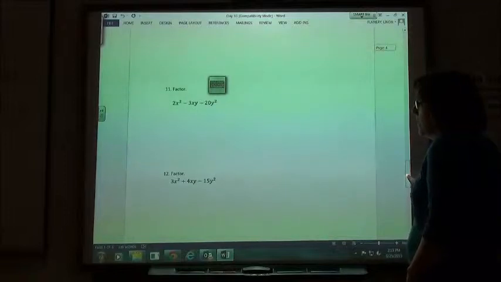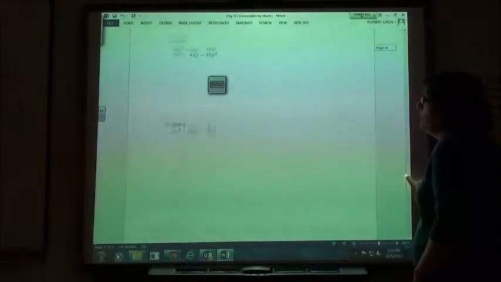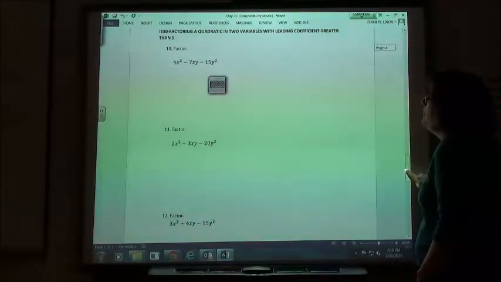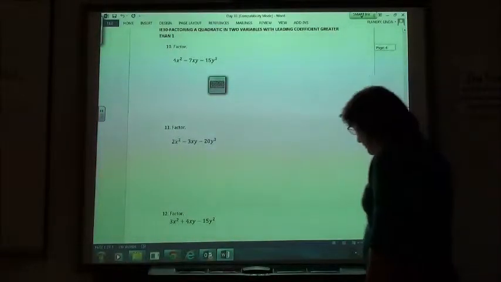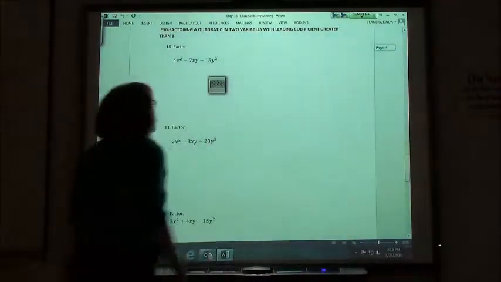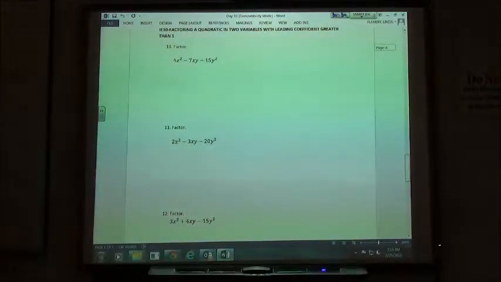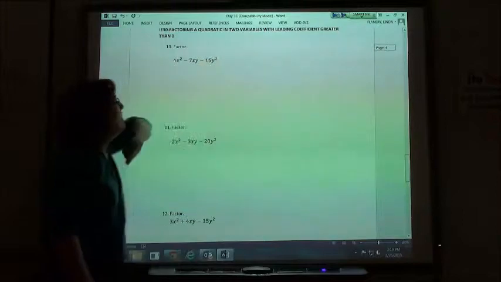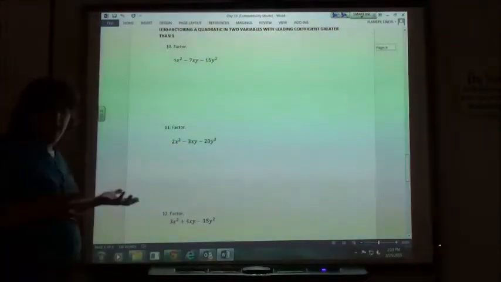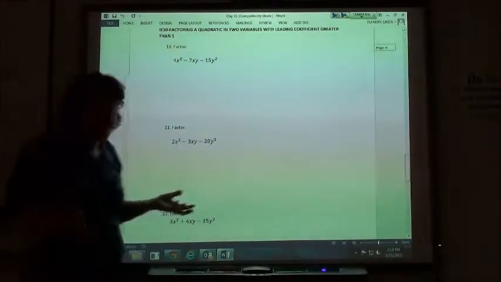The next ones here are factoring a quadratic in two variables with a leading coefficient greater than 1. So that just means I've got both x's and y's. I'm going to have x's and y's on both of my terms. My factoring process, the same thing I've been doing.